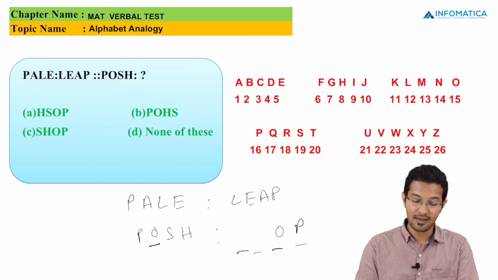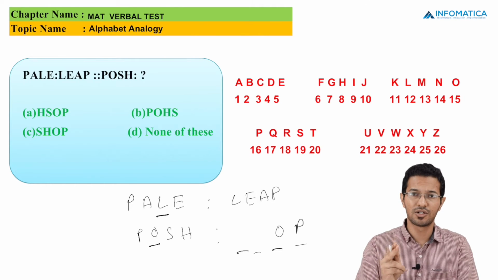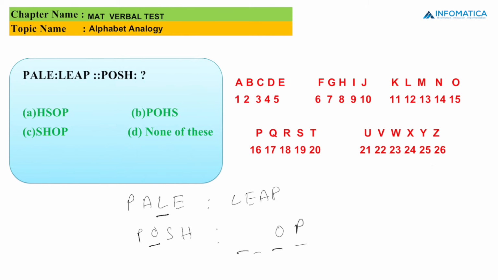Next, L, which was on the third letter, is going on the first letter. So S, which was on the third spot, will go on the first position, which is nothing but S. We are left only with one letter, which is H. So that gives us the answer to this question, which is SHOP, or option number 3 or C option, which is SHOP.